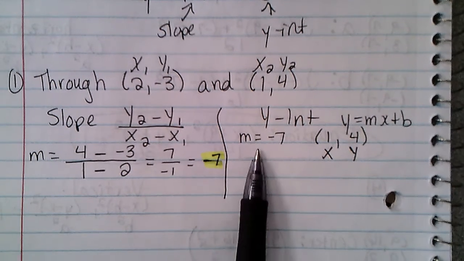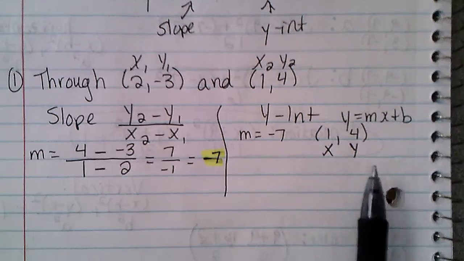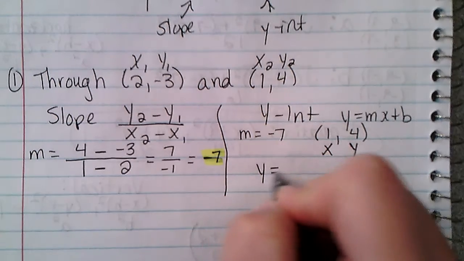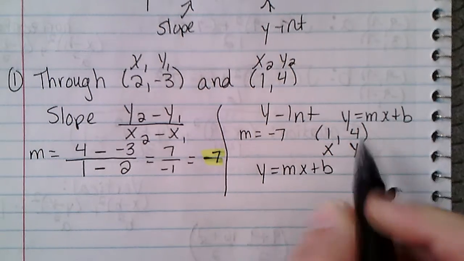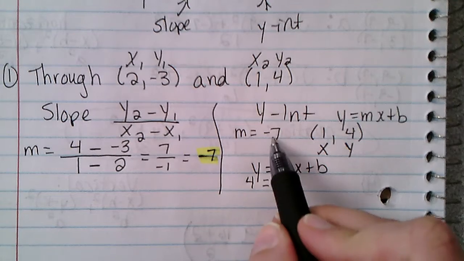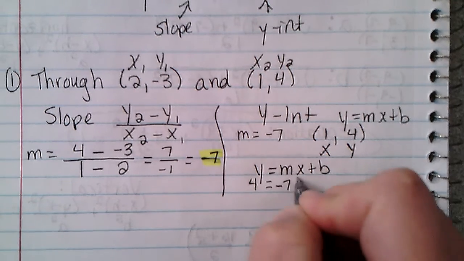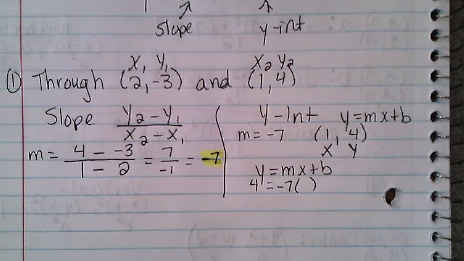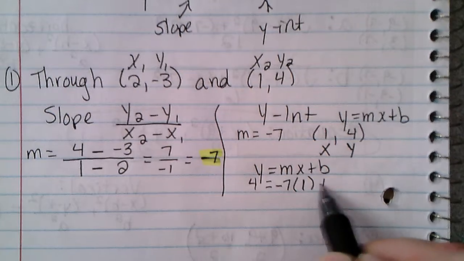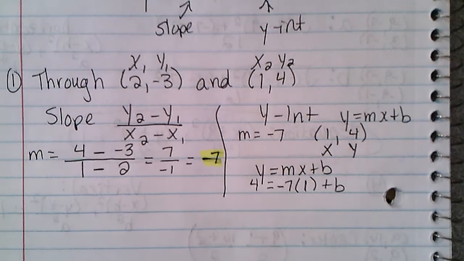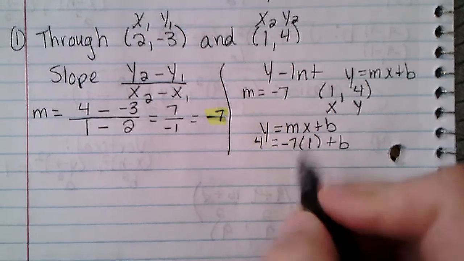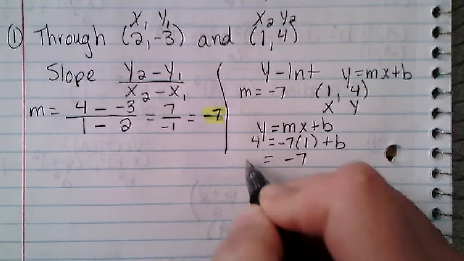So now I have my m, which is my slope. I have an x value and a y value, so I can very easily find my y-intercept. That's what we've been working on. So y equals mx plus b. My y value that I chose is 4. The slope that I just calculated is negative 7, so you need to be very careful when you calculate your slope. Then I'm going to plug in my x value of 1. That lets me find my y-intercept. So multiply negative 7 times 1, which is negative 7.